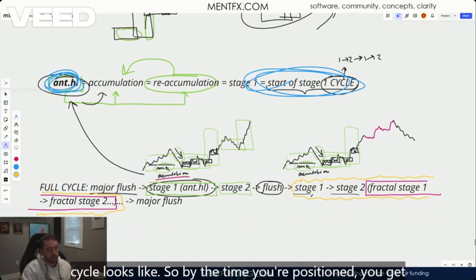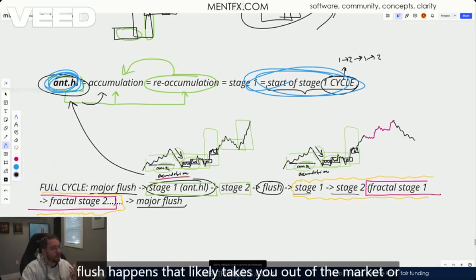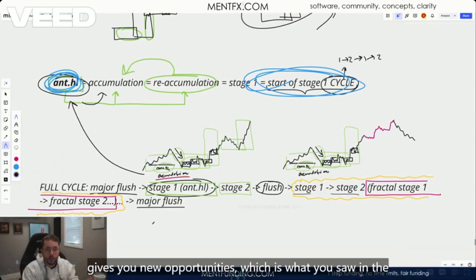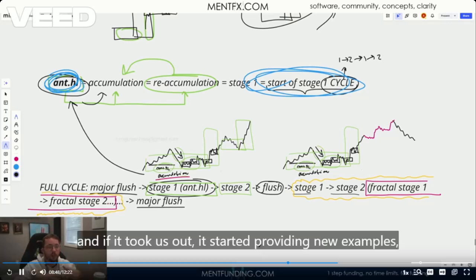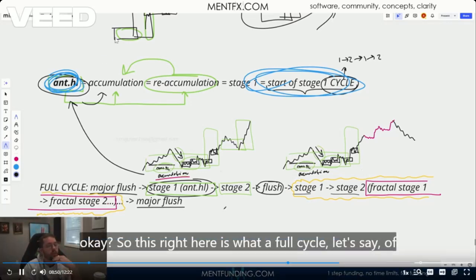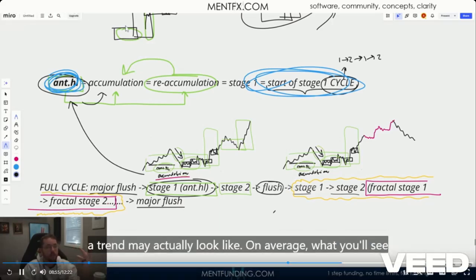So by the time you're positioned, you get to play that out until the next major flush happens that likely takes you out of the market or gives you new opportunities, which is what you saw in the last video examples, where we saw basically the market go, and if it took us out, it started providing new examples, okay? So this right here is what a full cycle, let's say, of a trend may actually look like.